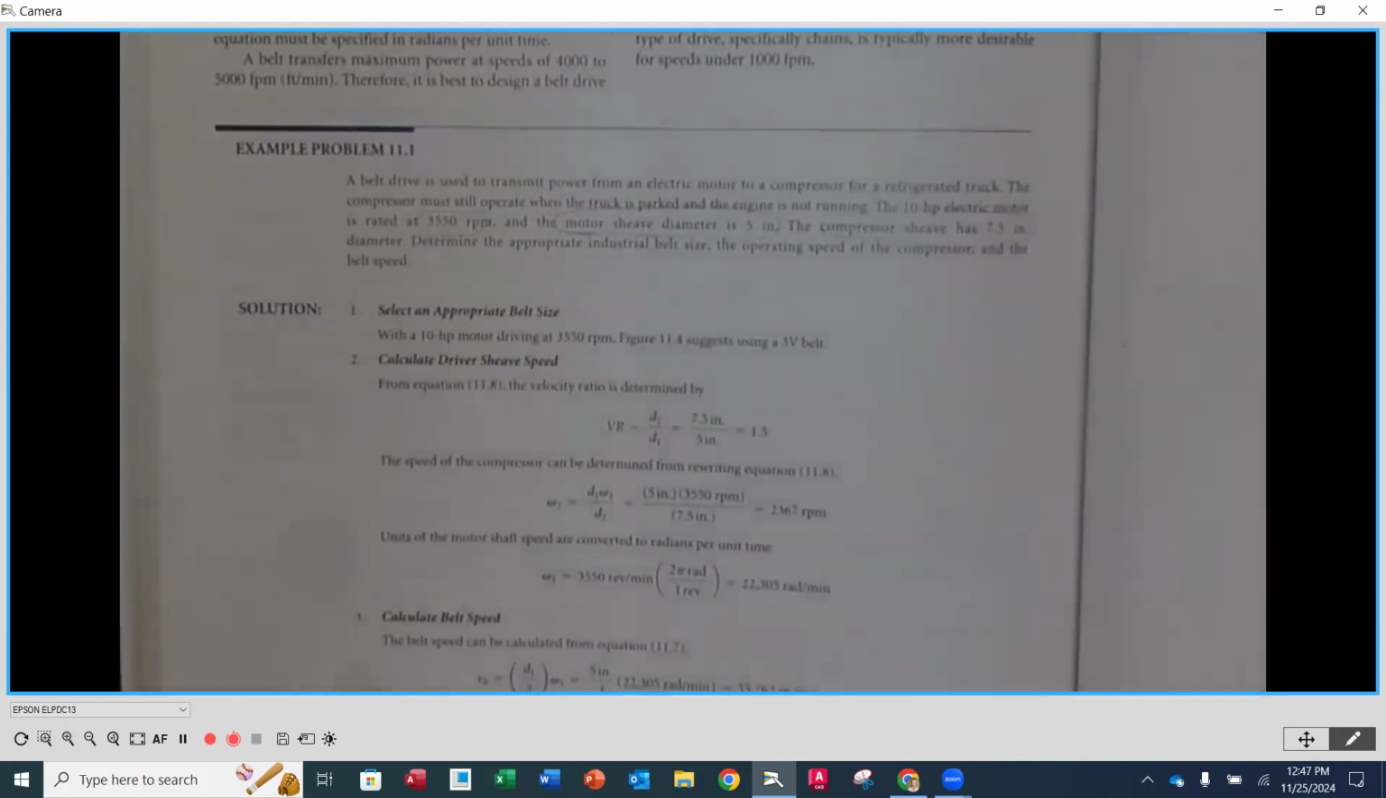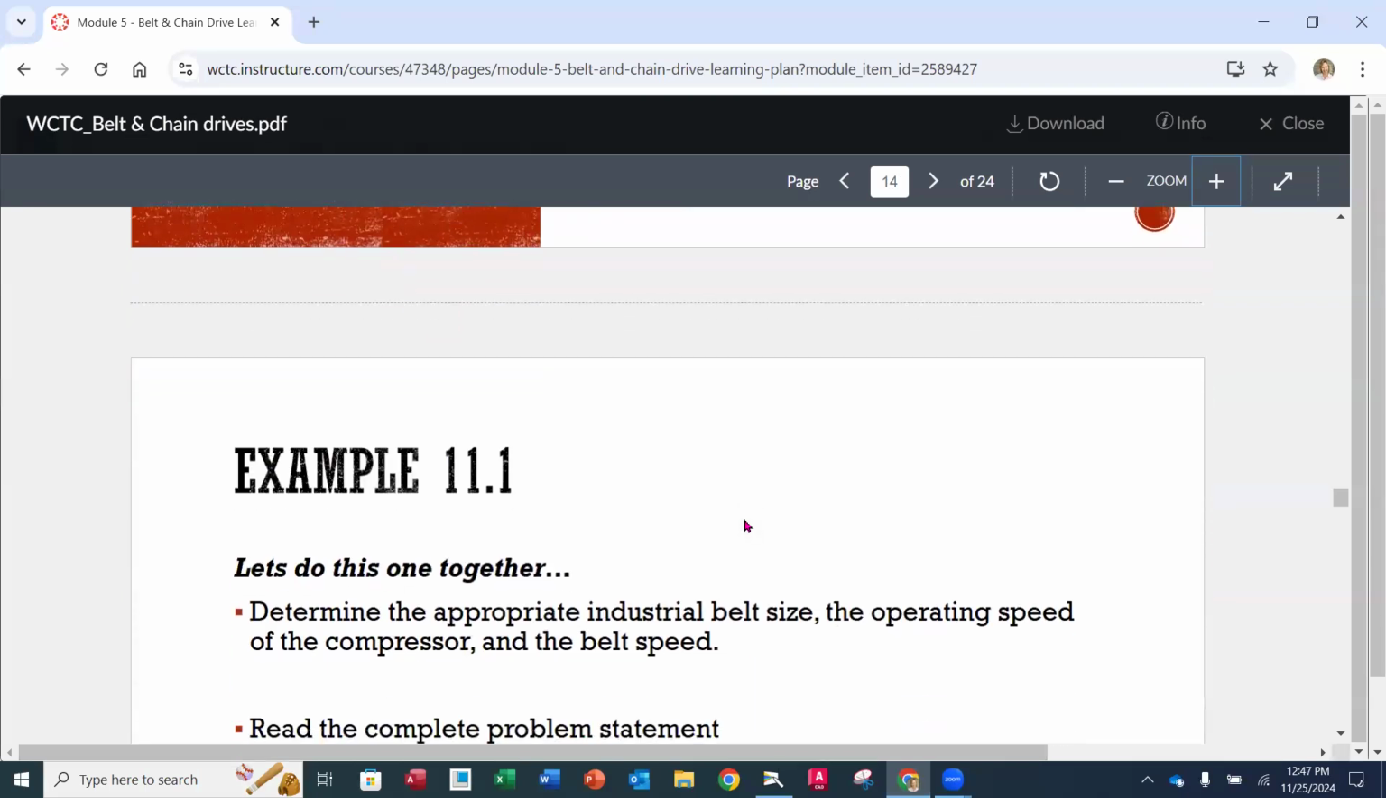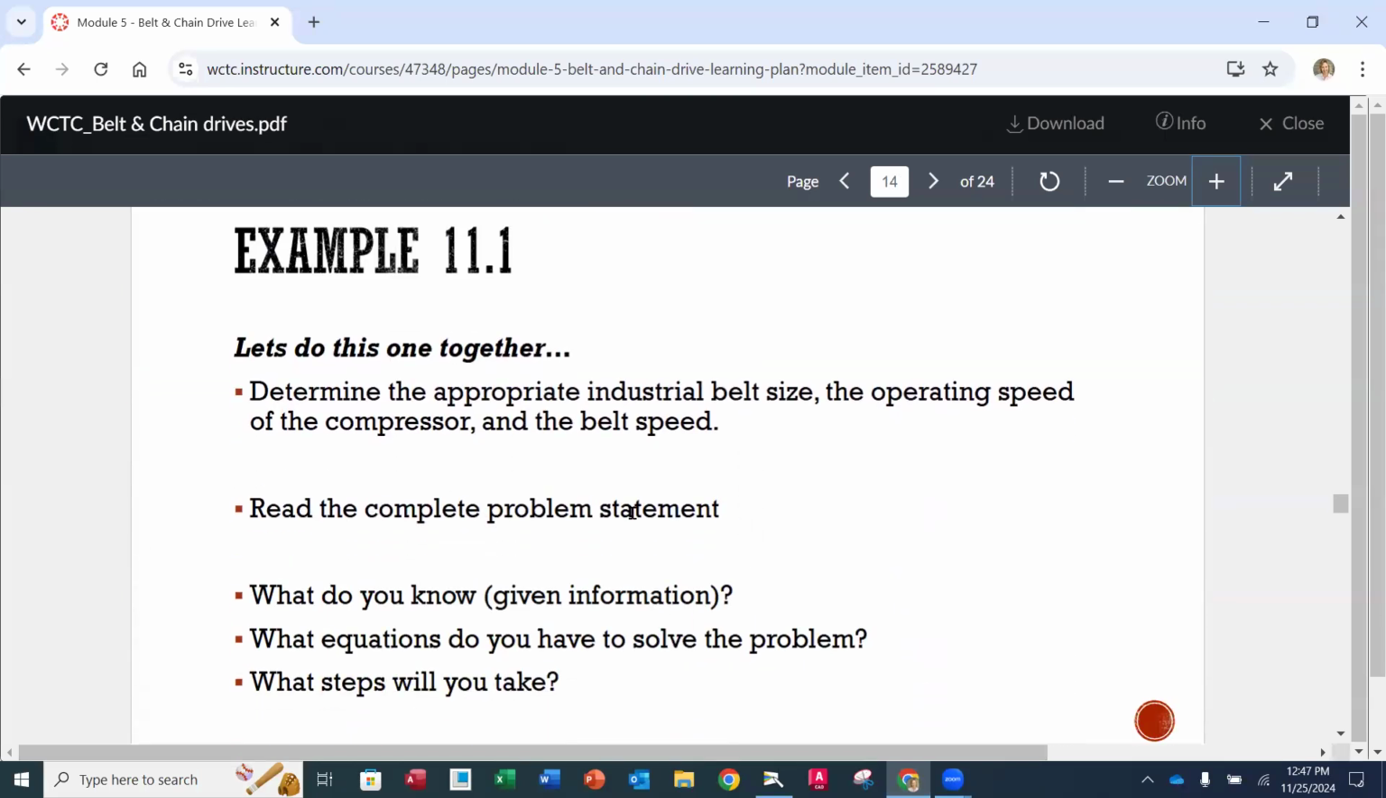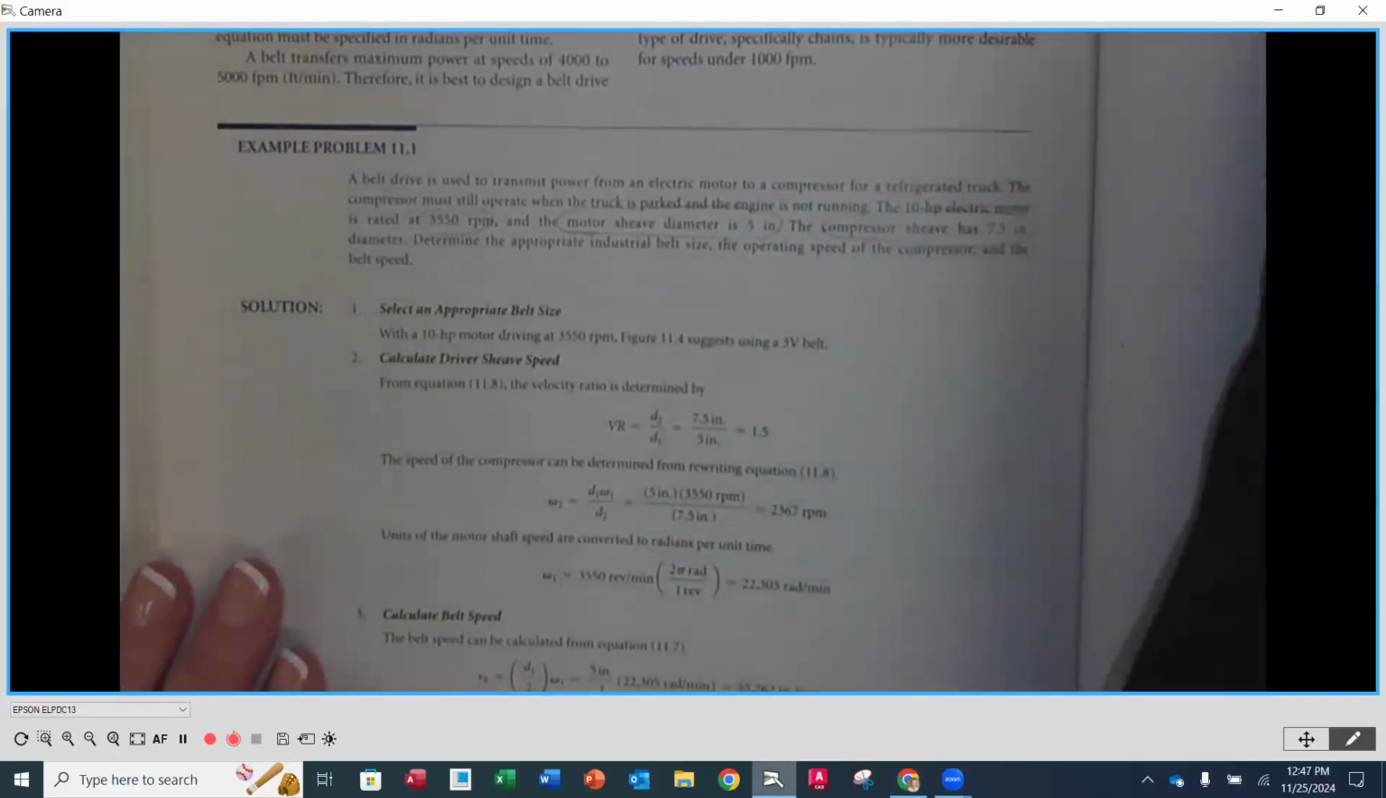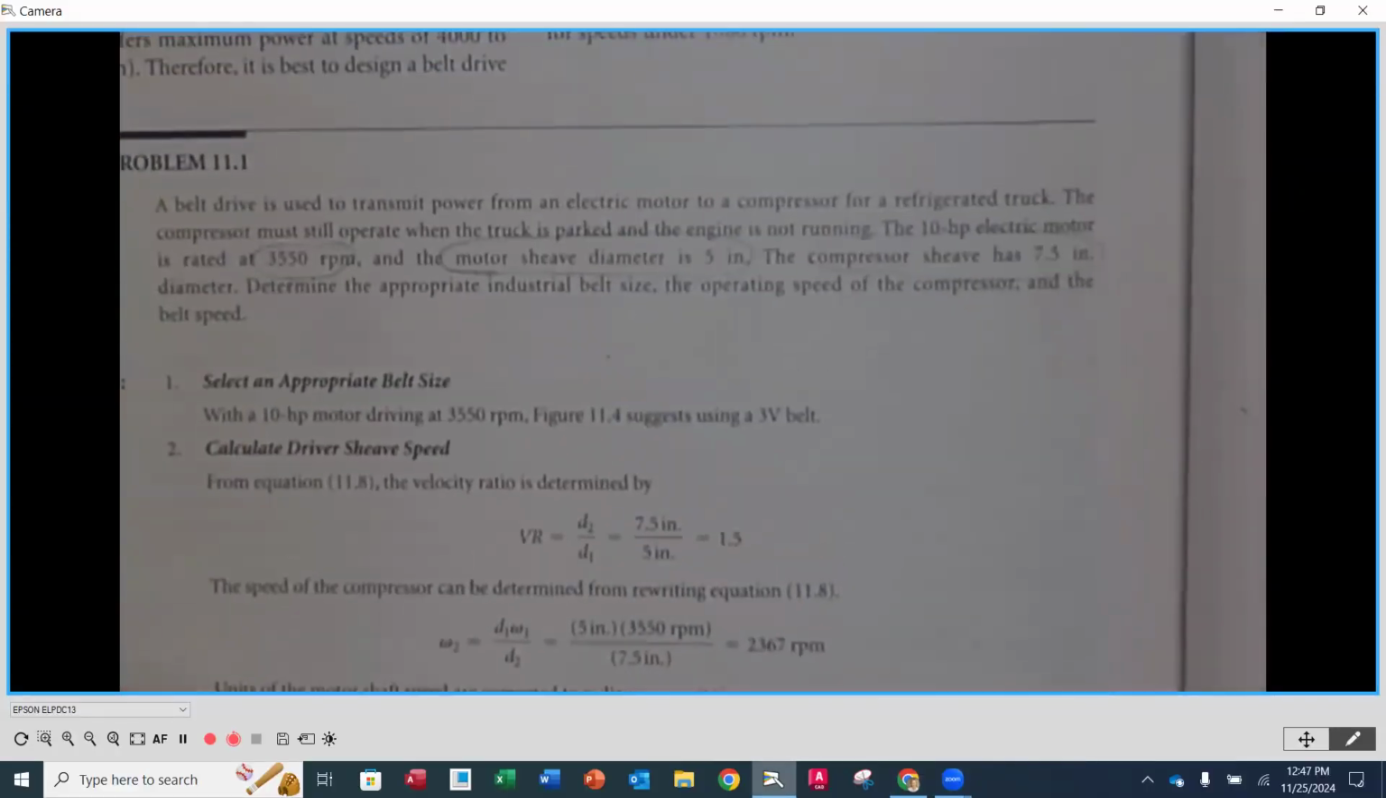Okay, so let's look at our first example. And I just want to be sure, I believe that's our very next PowerPoint. Okay, now in example 1, we want to determine an appropriate industrial belt size, the operating speed of the compressor, and the belt speed for the application. So let's look underneath and look at the complete statement that we have here.